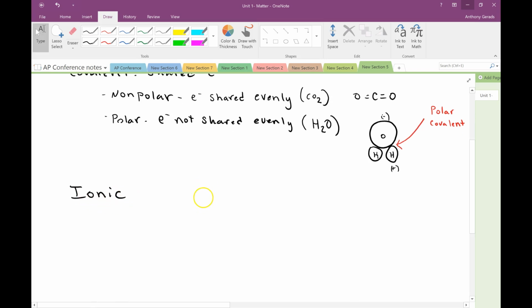And in ionic bonds, are they sharing electrons? They're taking electrons. We don't talk about ionic bonds too much in this class. The biggest thing that ionic bonds are with is salts. So like NaCl, salts. That's about all we're talking about with ionic bonds.